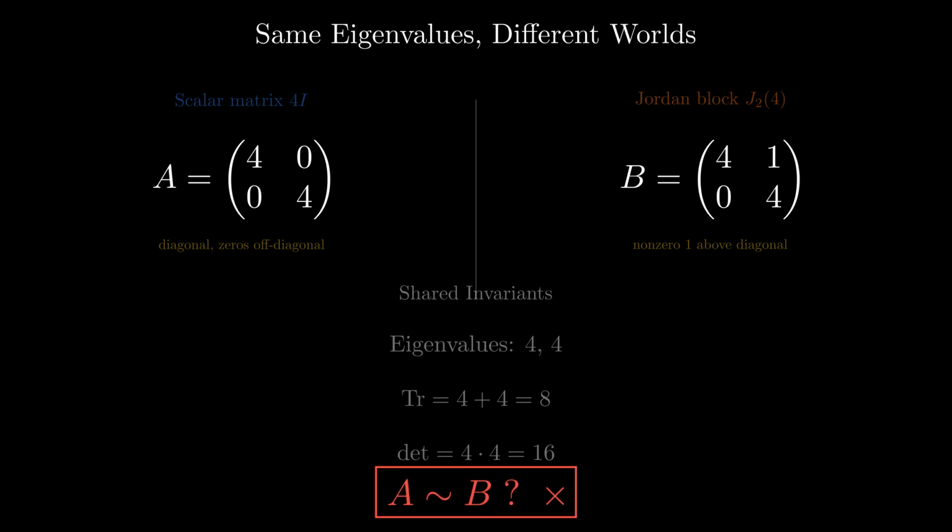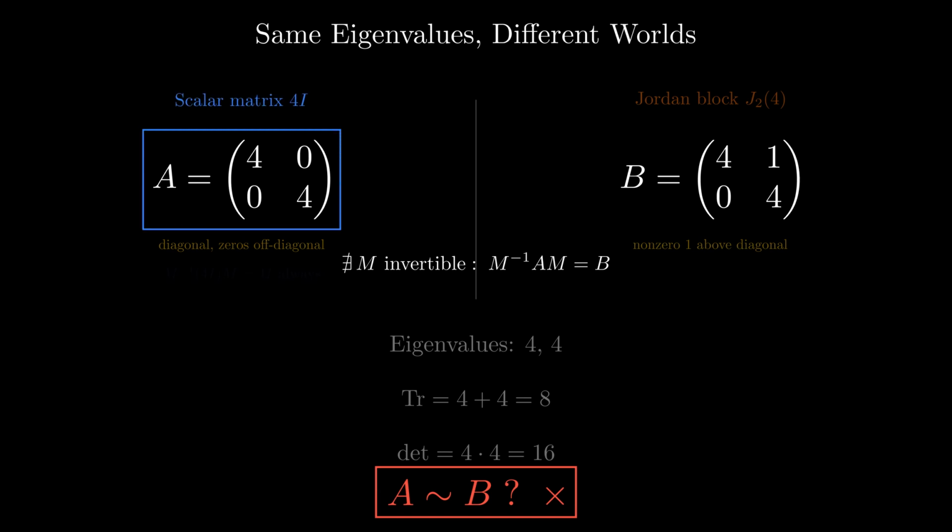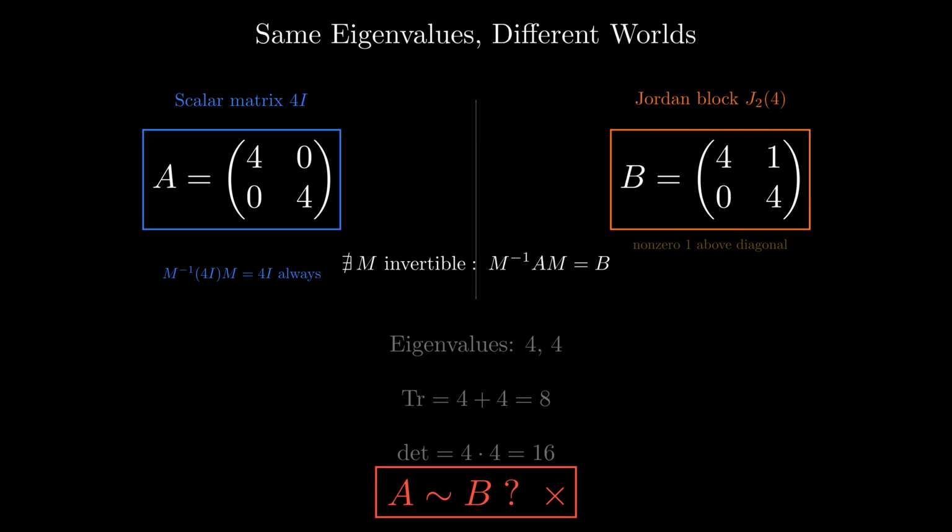But they're not. No invertible matrix M will ever connect them through the relation M inverse A M equals B. The reason? The first matrix is already a scalar multiple of the identity, so any similarity transformation leaves it unchanged. The second matrix is a Jordan block, with a non-zero 1 above the diagonal, and no change of basis can erase that. Same eigenvalues, same trace, same determinant, but two different worlds. Let's figure out what's going on here.